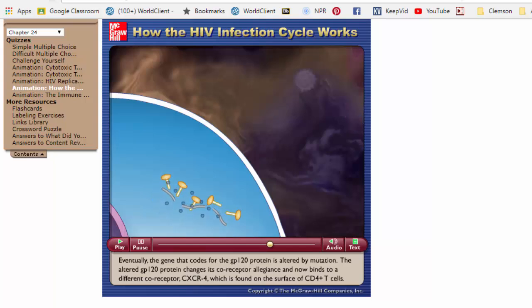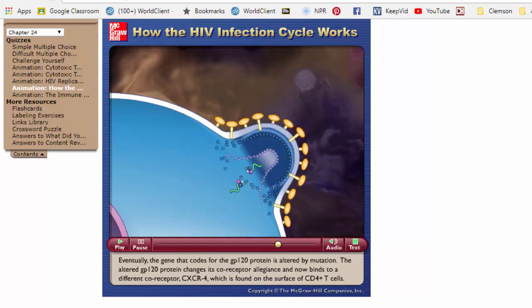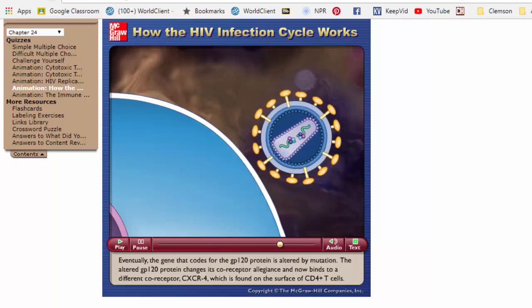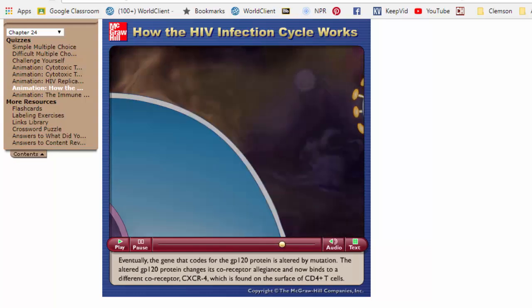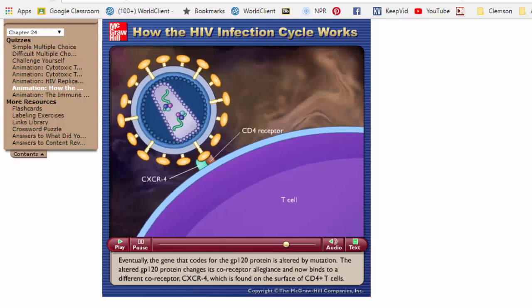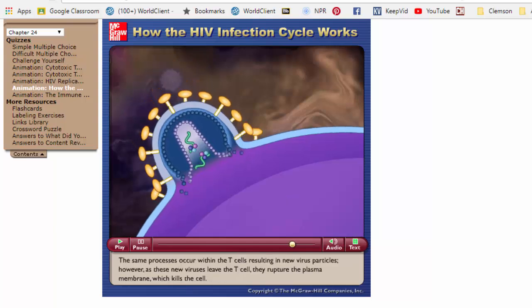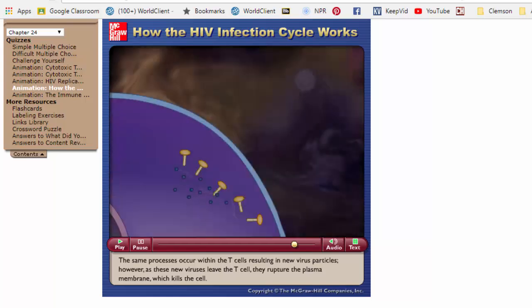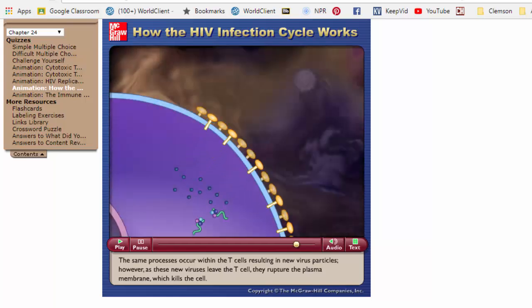Eventually, the gene that codes for the GP120 protein is altered by mutation. The altered GP120 protein changes its co-receptor allegiance and now binds to a different co-receptor, CXCR4, which is found on the surface of CD4 plus T cells. The same processes occur within the T cells, resulting in new virus particles.